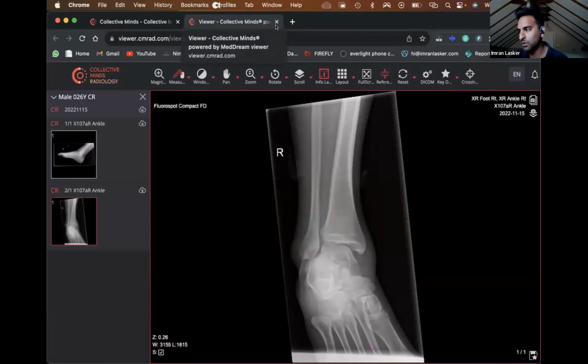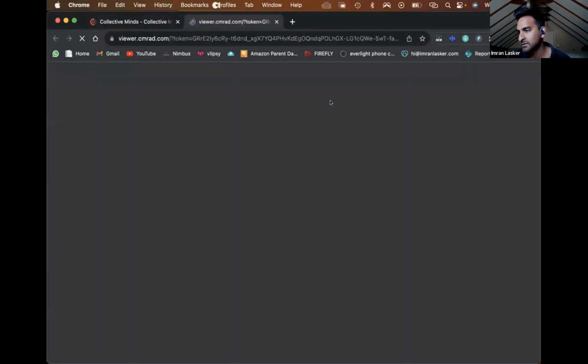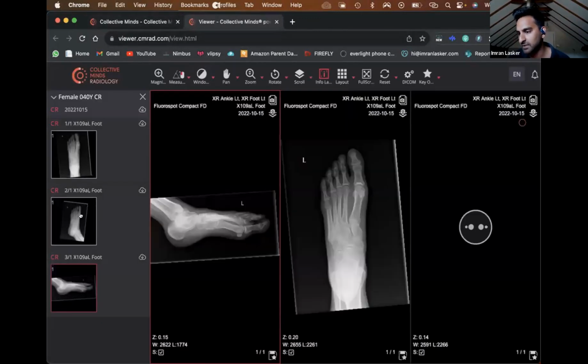Like, people will come in with ankle pain, right? But then actually they've gone and fractured their big toe. It's the weirdest thing, but that's just the way it is sometimes. People end up fracturing a completely different part of their body. So let's have a look at this X-ray.